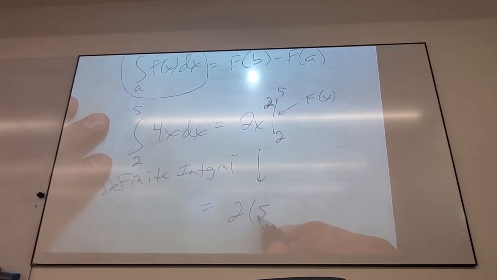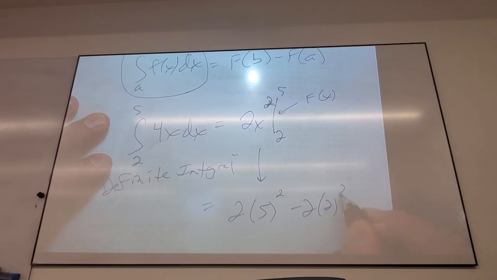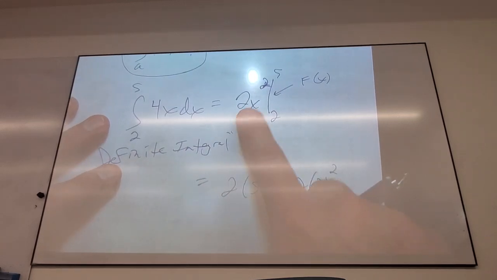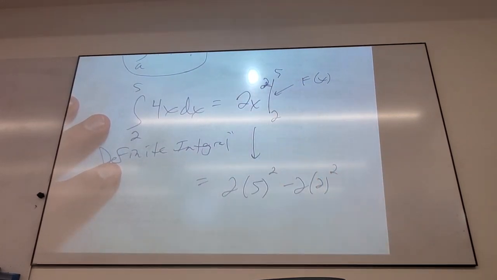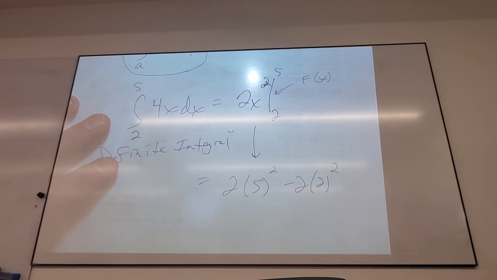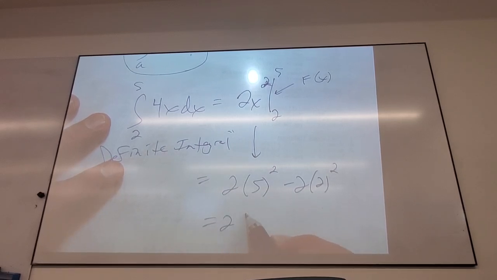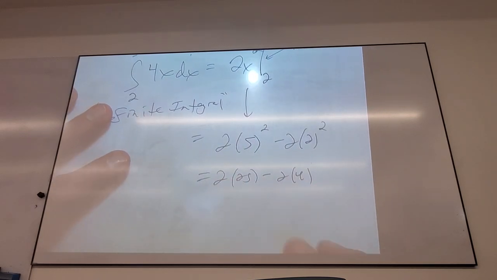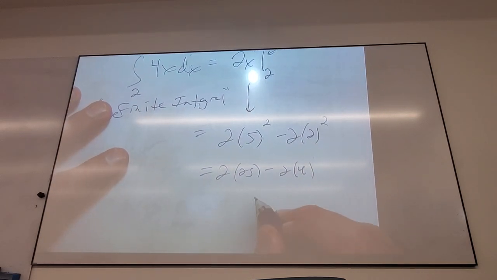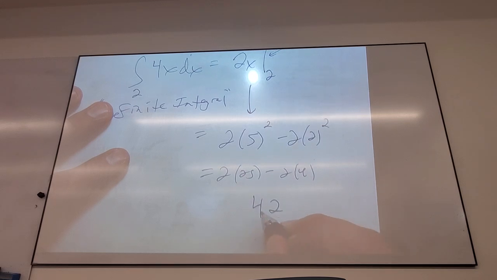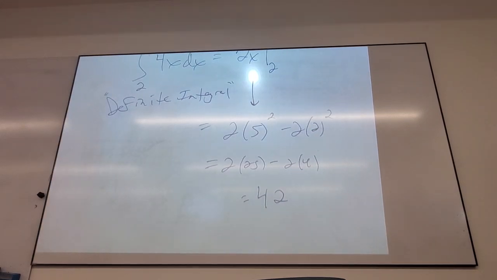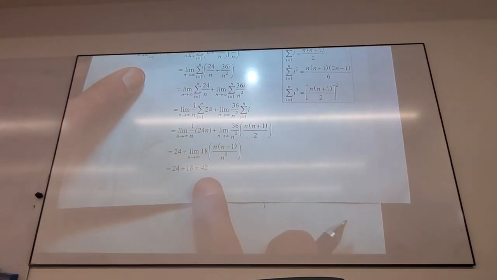So 2 times 5 squared minus 2 times 2 squared. F of b minus f of a. Two times 25 minus 2 times 4. I get 50 minus 8. Life, the universe, and everything. What was the answer we have?